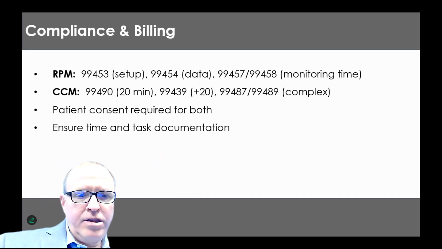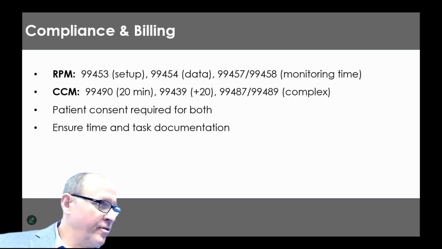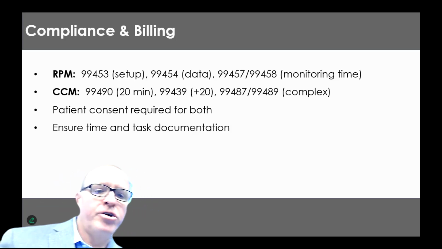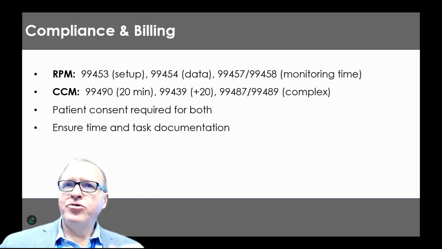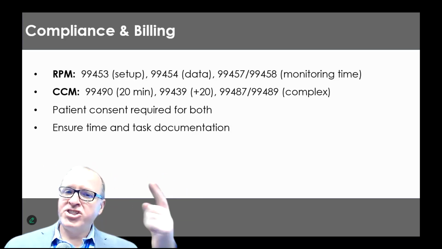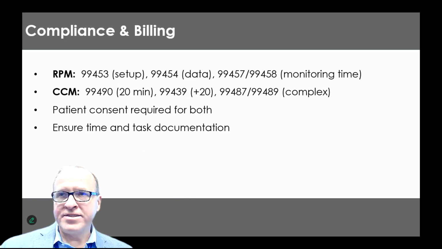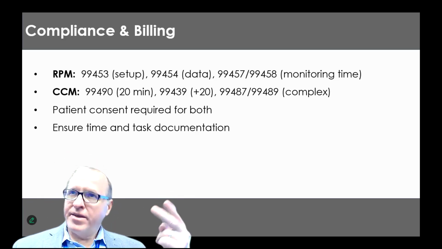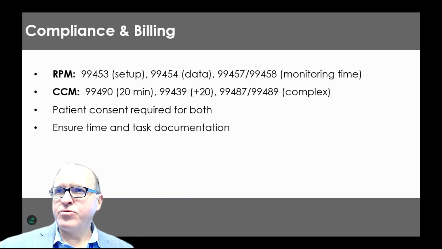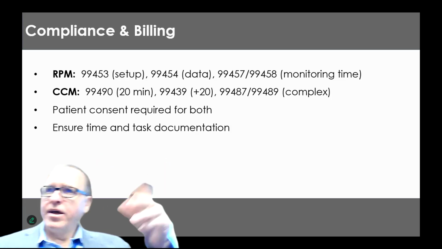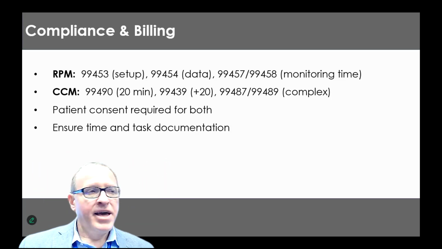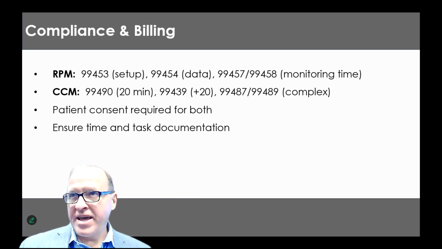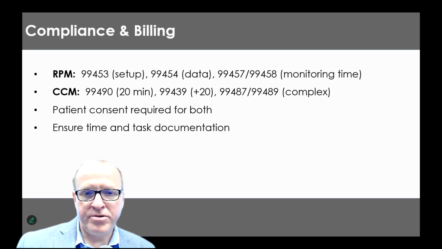So let's talk a little bit about billing. There are a lot of different codes out there, but some of these are the primary core codes. On the RPM side, like I said, you've got that initial setup or initiation code that you're only going to bill once, one time when the patient's enrolled to start. There's going to be a monthly data code, where you're getting paid for that monthly transmission of data. And it has to be 17 out of the 30 days transmitting data in order to bill that code.